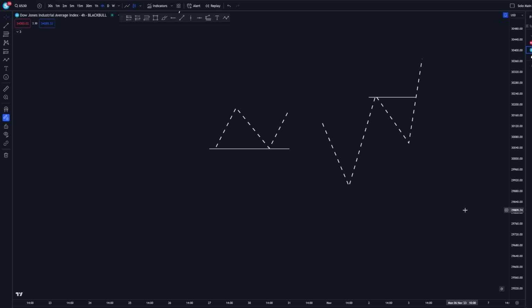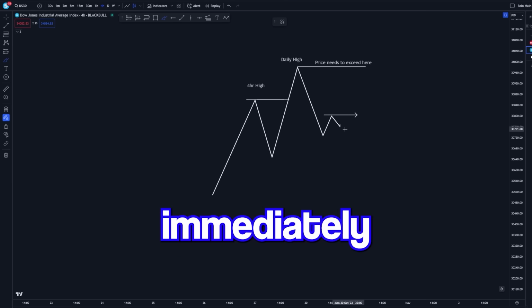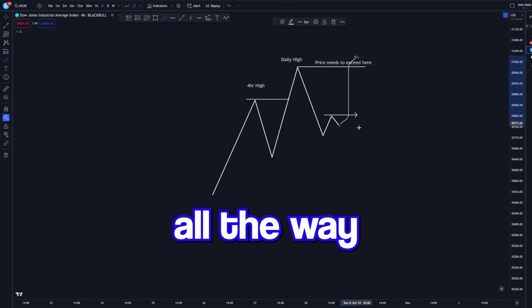So now let's say that the move we just saw was actually happening now. What we'll then want to do is take this same trade from a 1-minute time frame and even ride it all the way up to the daily high. One thing I don't do is immediately enter a trade and just hold that position all the way up to the daily high.